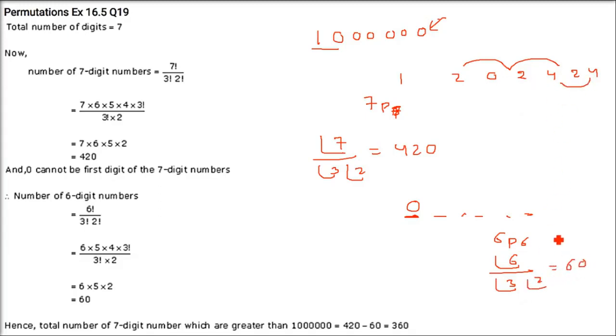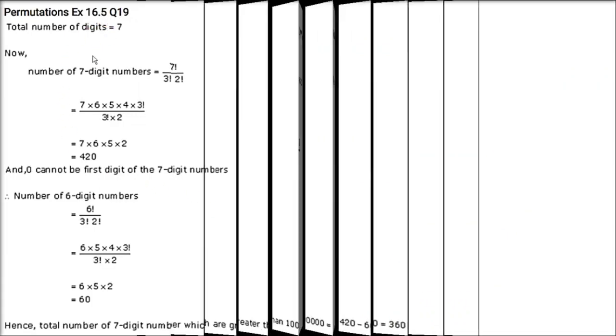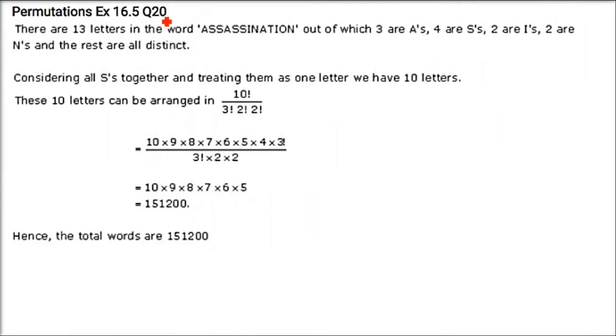So this is going to be 60, and these are the numbers. This 420 is the total, and 60 is with 0 at the front. Now that 60 will not solve it for us. 60 needs to be removed from 420, then only are we going to get the answer, which is 360, the answer to this question.